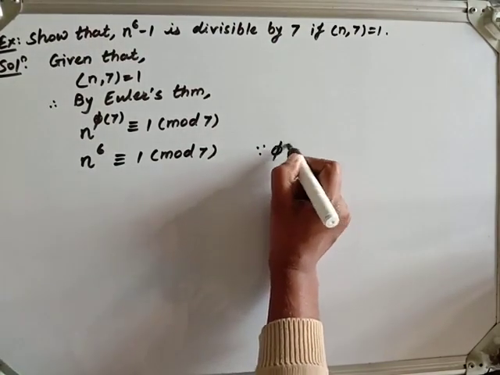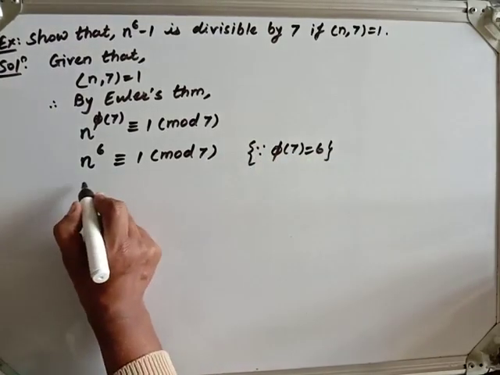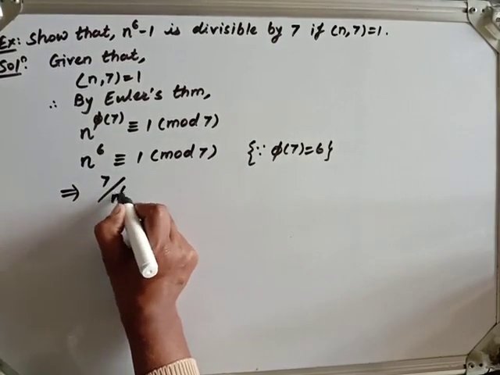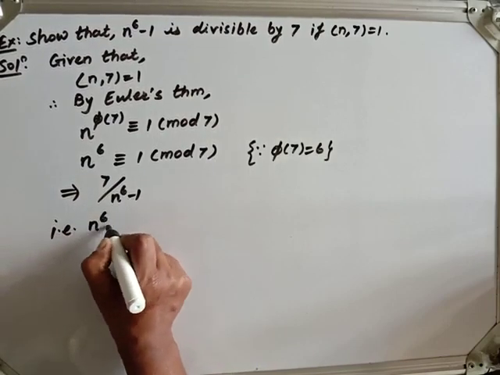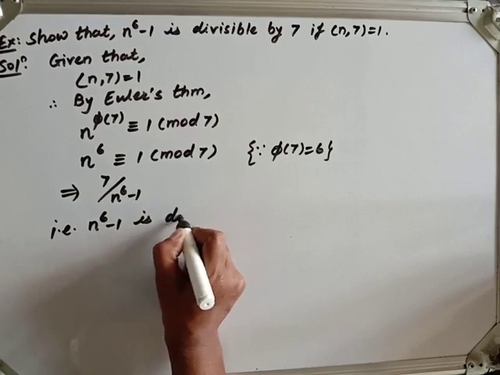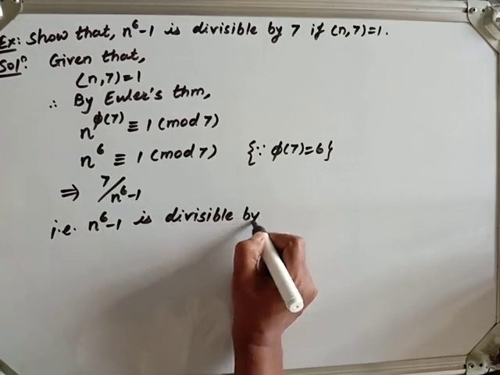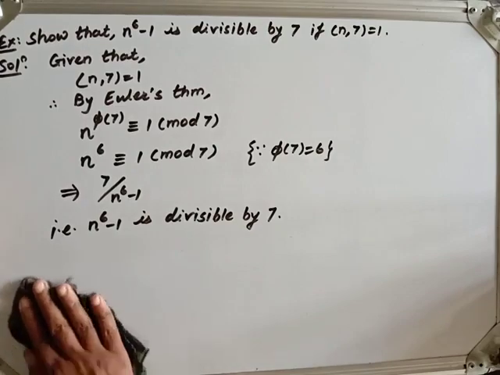As phi of 7 is 6, by definition of congruence, this implies 7 divides n raised to 6 minus 1. That is the same as to say n raised to 6 minus 1 is divisible by 7. This is the solution of this problem. A very easy problem on Fermat's theorem, that is the same as to say on Euler's theorem. Fine. Now, the next example.